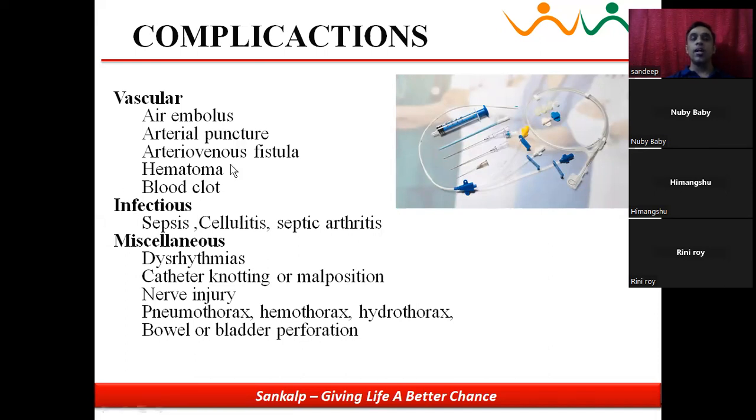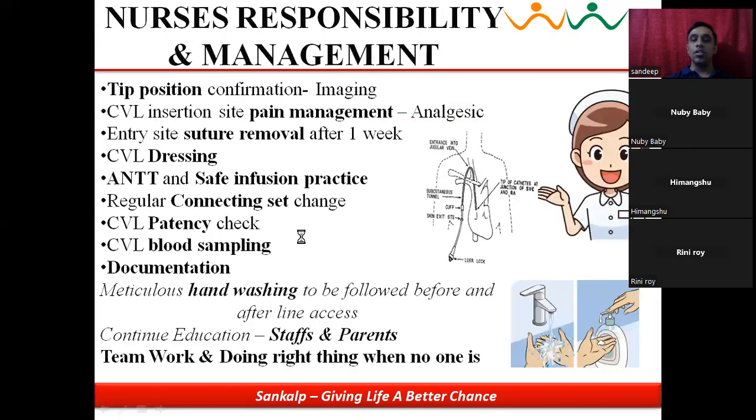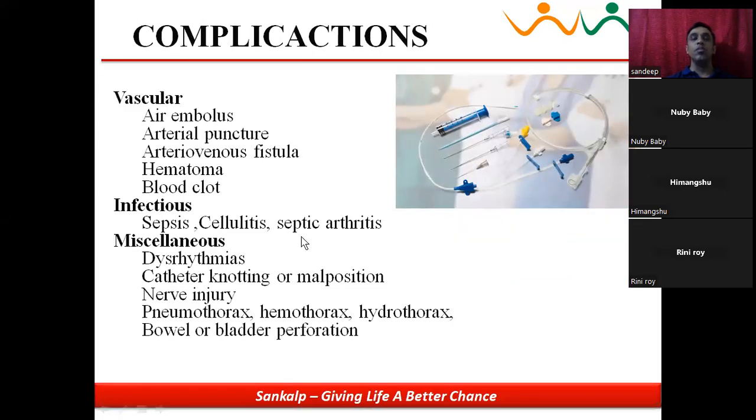And also after a central line, there is a risk of getting sepsis, arthritis, and cellulitis. During insertion there is also a risk of arrhythmia. Sometimes the guide wire or catheter may go too deep, and arrhythmia may happen. There can also be nerve injuries, pneumothorax, hemothorax, especially when the central line is put in the lower part, the femoral areas, and bowel and bladder injuries may happen. So these are all the complications which can happen.